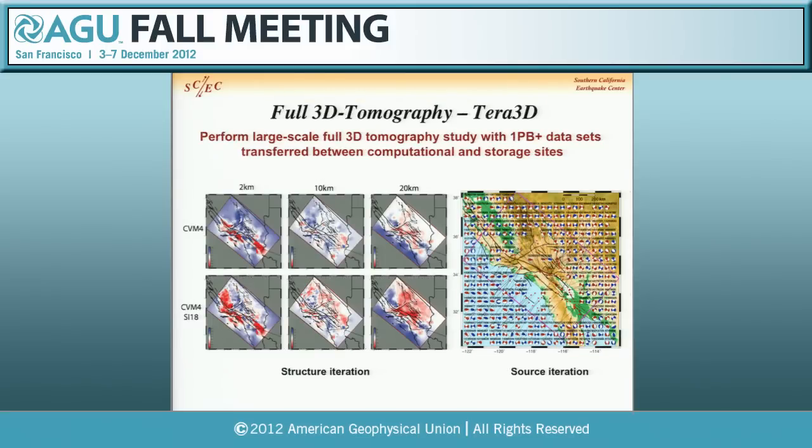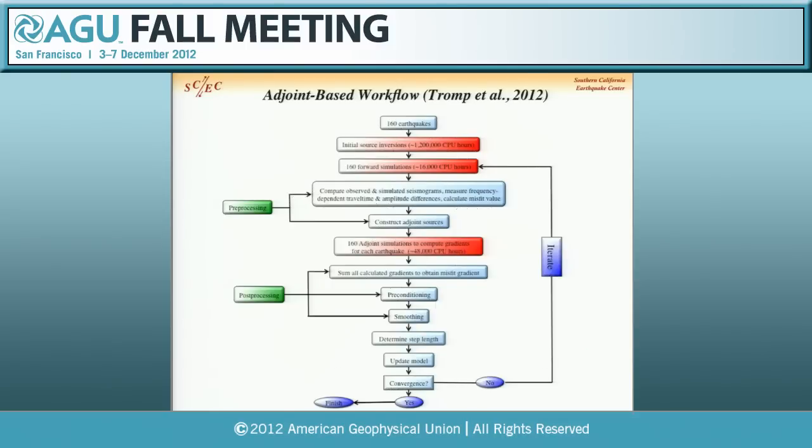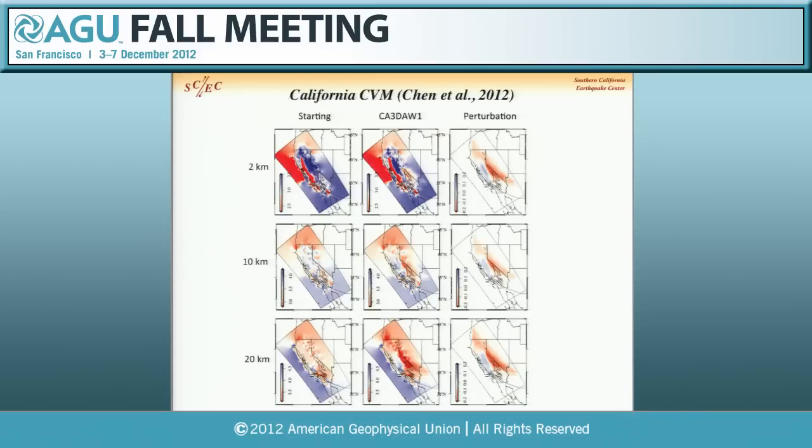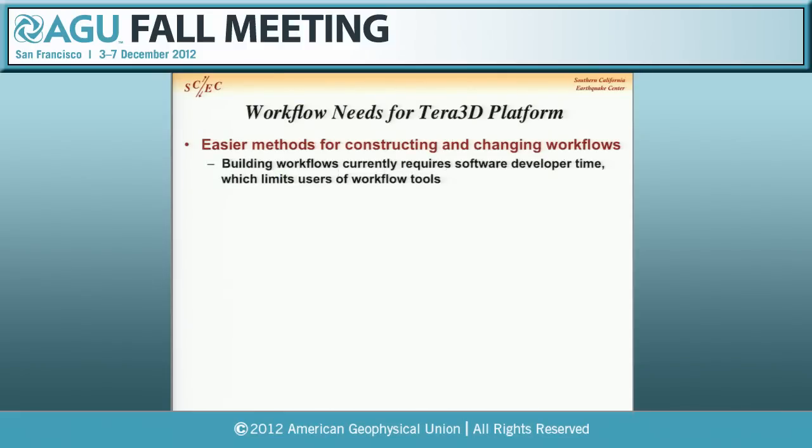The full 3D tomography workflow is even more complex. I'm going to go very fast and not talk about the details of it, but we are starting to get results; we're actually deriving statewide California models. This is the work of Po Chen and others, and this will be used in the CyberShake calculation I just mentioned. We need easier methods for constructing and changing workflows.